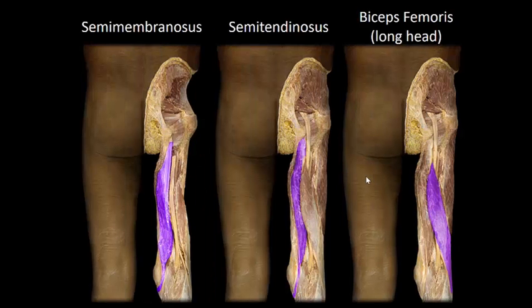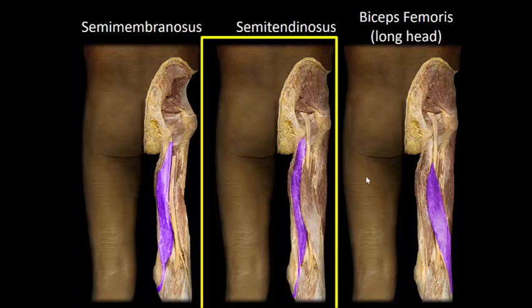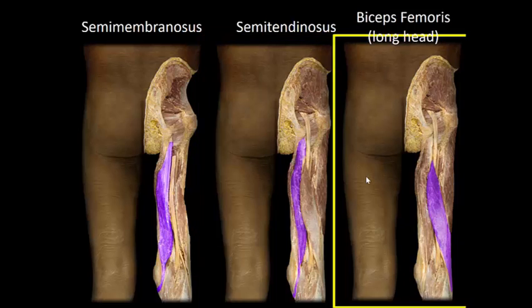All three of the hamstring muscles cross the hip joint on their way to attaching to the ischial tuberosity, and thus all three contribute to hip extension. Specifically, the hamstring muscles include semimembranosus, semitendinosus, and biceps femoris. The short head of biceps femoris does not cross the hip joint and therefore does not contribute to this action.